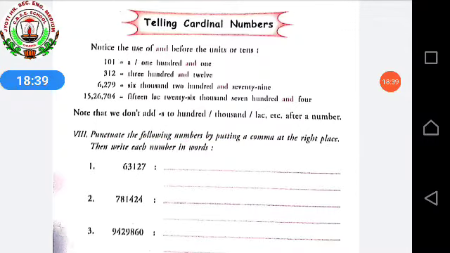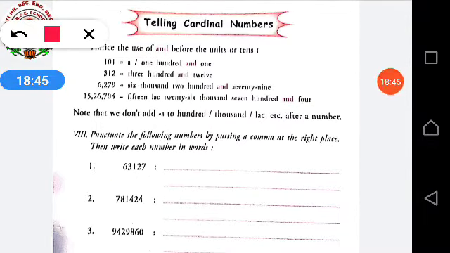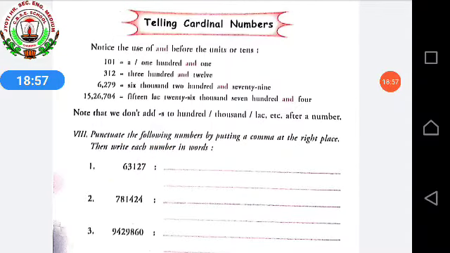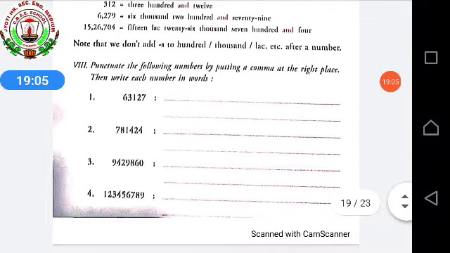So, I will be punctuating the first one. How will you do it? Ones, tens, 100, 1000, 10,000. So it will be 63,127. These all things you people have been learning from KG1, KG2, isn't it? So this also you have to do by yourself.